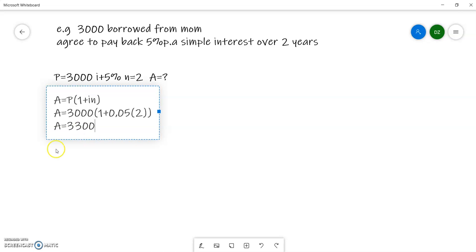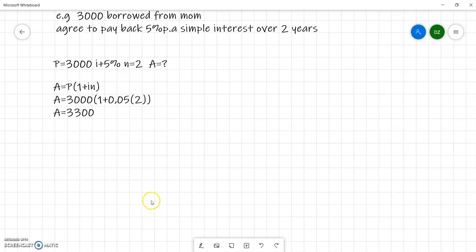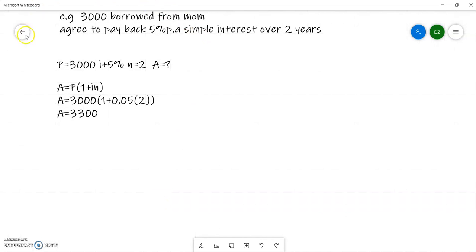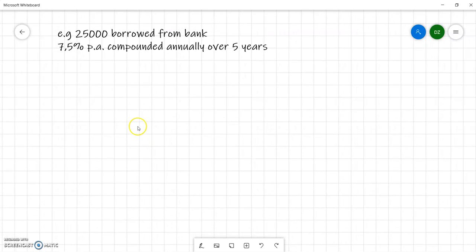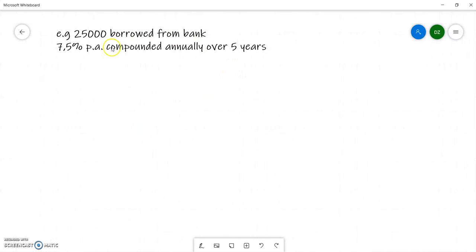So let's look at a compound interest example. So as you can see, very basic. I identified what I have, identified what I needed, I substituted into a simple interest formula, and I used it to calculate on the calculator. So now I'm looking at my next example.